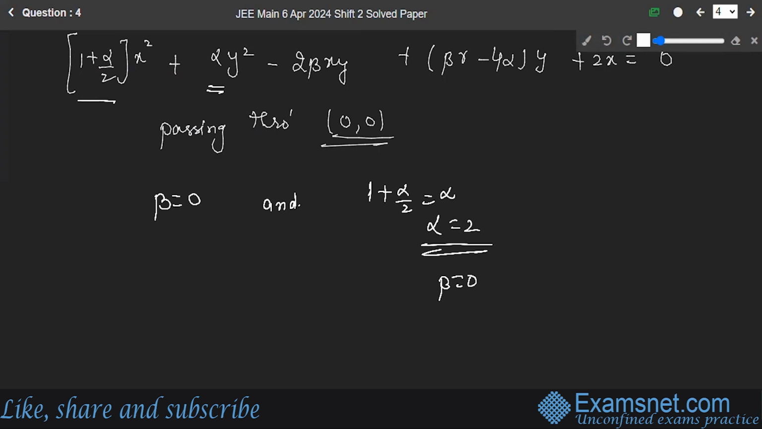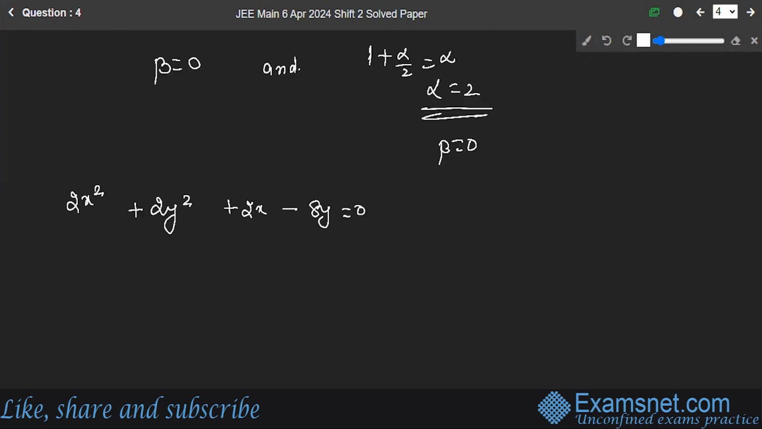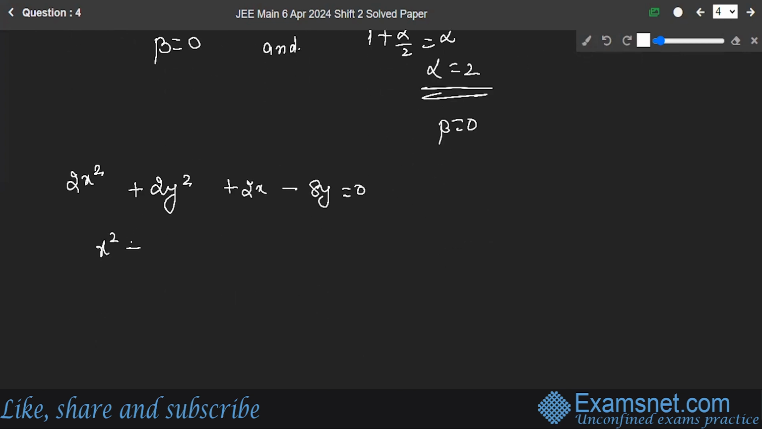Now let's frame this equation once again. This will be given by 2x square plus 2y square. This will be 0. And this will be plus 2x, and this will be minus 8y is equal to 0. Dividing both sides by 2, x square plus y square plus x minus 4y is equal to 0.